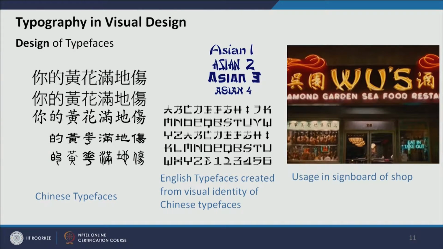Next we come to the design of typography. Till now we were discussing how to select a typography. In some cases, as designers, we have to design our own typography for a particular situation.